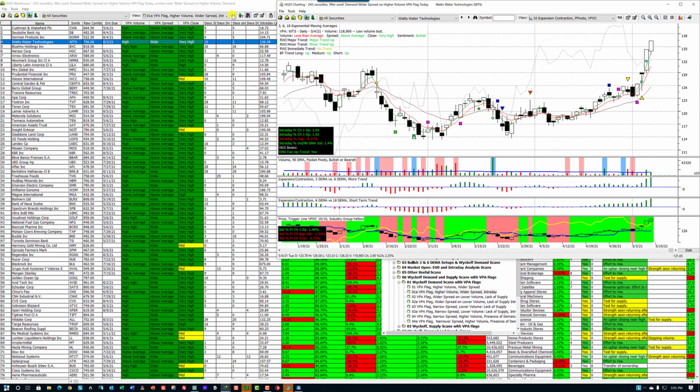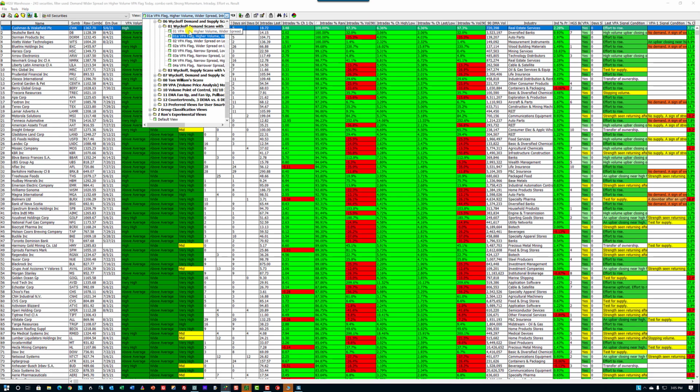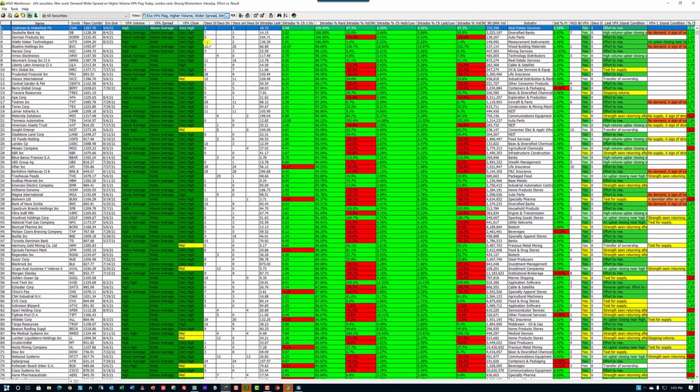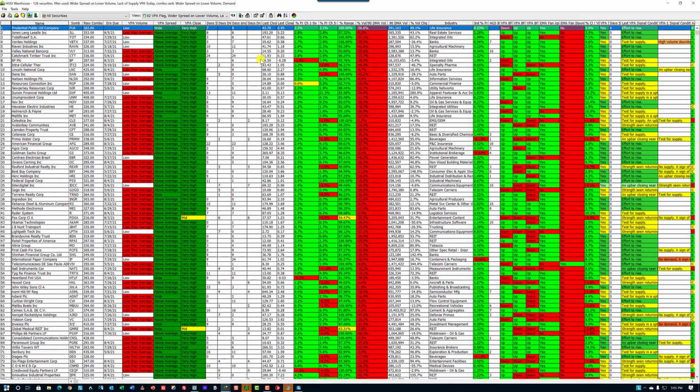Now this is just one of the VPA scans. I've got several of them, and it explains what they are. If you go back and pause on that section where I was explaining them, here's wider spread on lower volume. This indicates lack of supply. Here is the lighter volume. The spread was above average, and the high and the close were very high. And this stock has been moving up over several days based upon my 3 and 6 day crossover, and also the days since the VPOC.